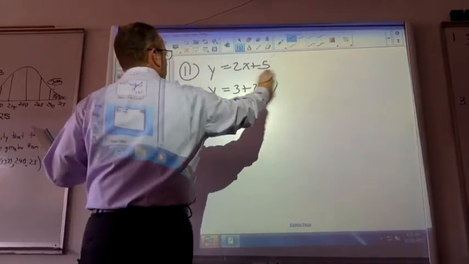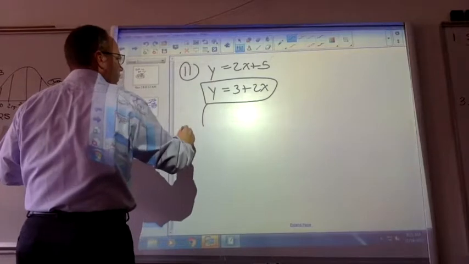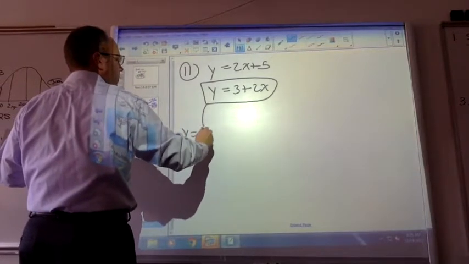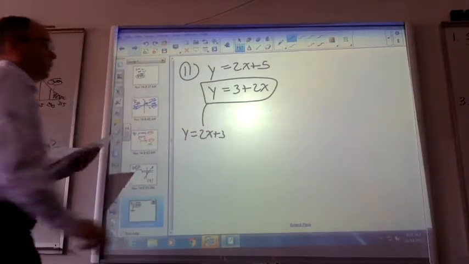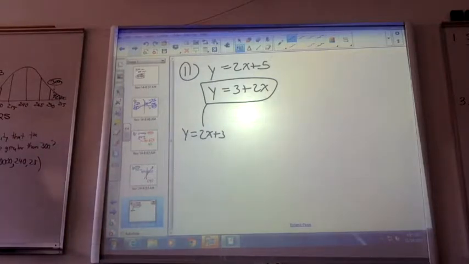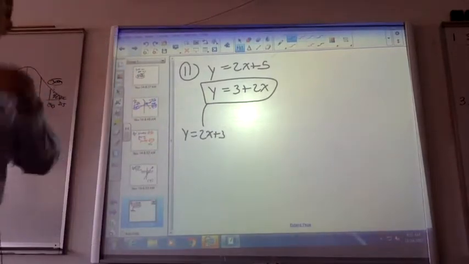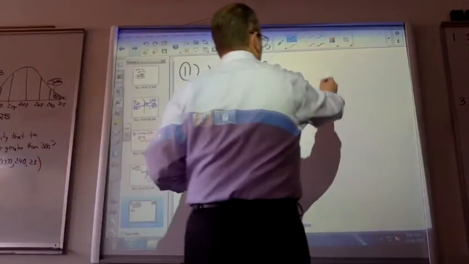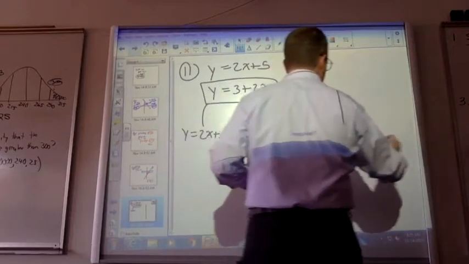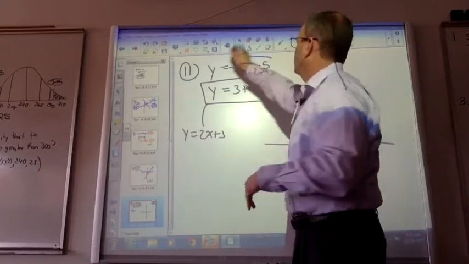I'm going to rewrite this one to look like this. Do you agree with that? Make sense? So that then it's set up in slope-intercept form. Just by looking at it, it appears they both have the same slope. Agree? Do they have different y-intercepts?